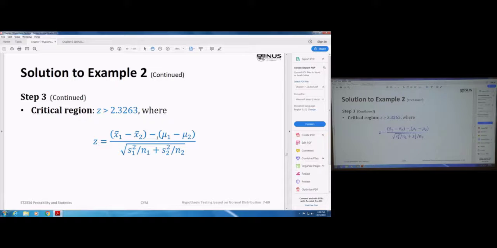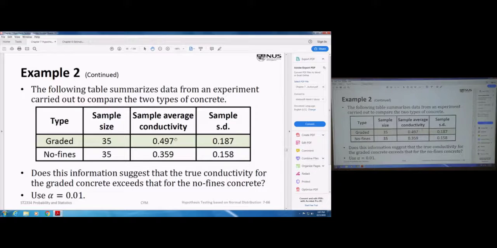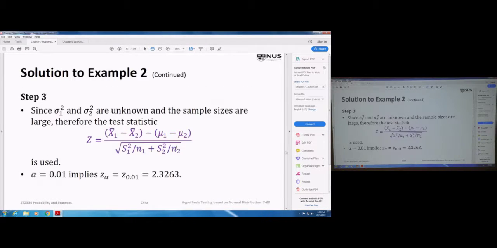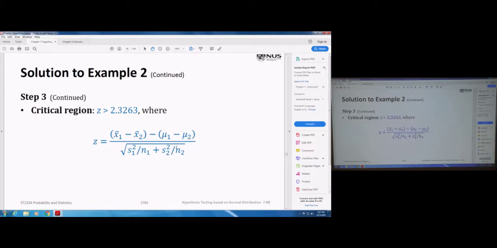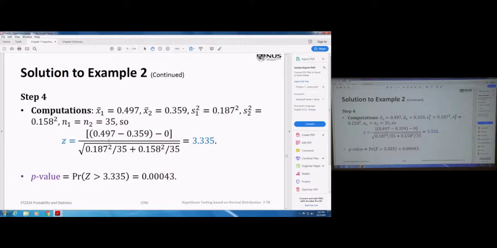Okay, now we can compute this under the null hypothesis. So under the null hypothesis, obviously this is zero. And the difference of the means, we can get that from this table, right? We have these two means here. And then we need the sample standard deviations as well. Okay, so we now substitute into this formula. N1, N2 are the same, 35. The two sample standard deviations squared are 0.187 squared and 0.158 squared. That comes precisely from our table. We substitute these numbers into our formula to obtain the statistic, which is 3.335. So that's the value of the statistic.